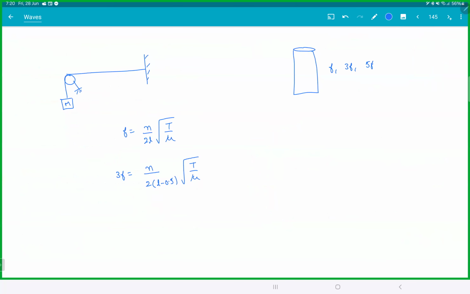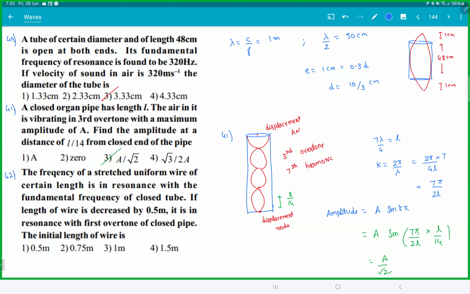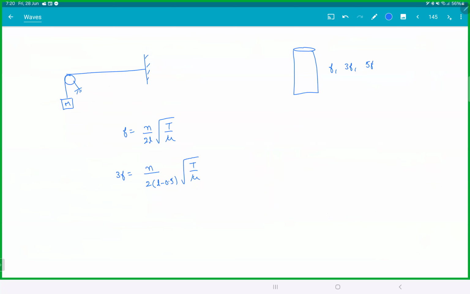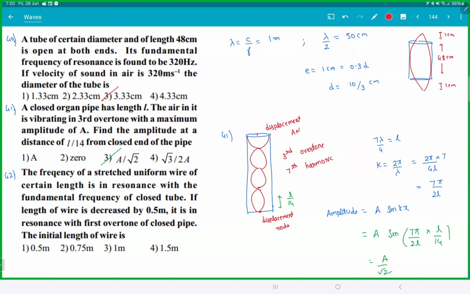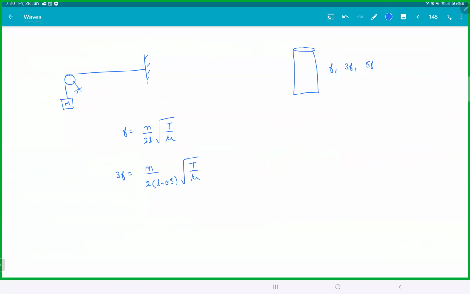Otherwise we need one more data point. When you decrease the length of the string, I think you should have said it is the fundamental frequency only. That should have been given, but you can't solve if you don't take that. So we'll assume same harmonic. Then I think you can divide them.